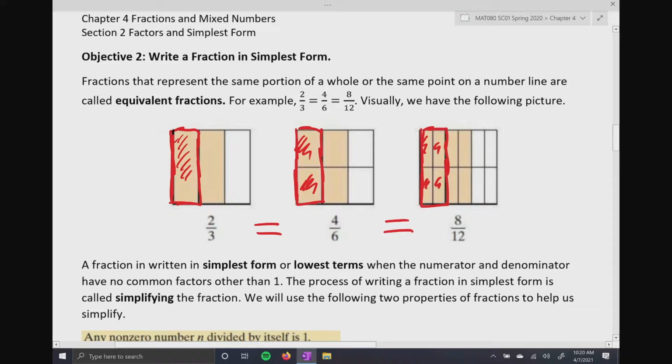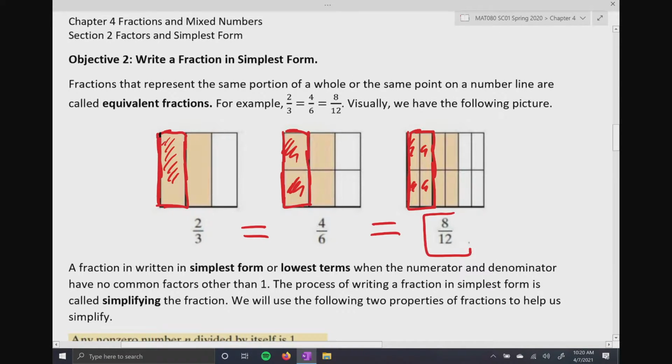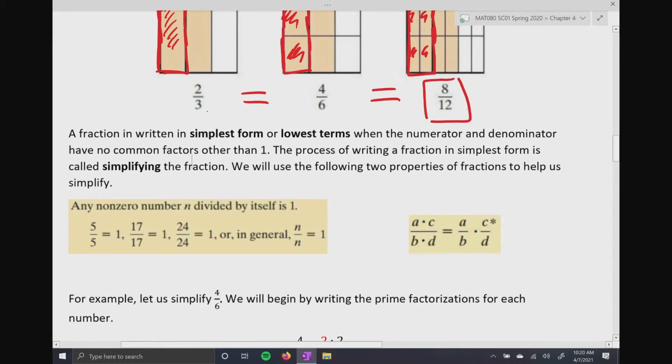The question becomes, how do I go from something like 8 over 12 and break it down into 2 over 3? That is the question. To help us do this, we need these two properties right here.